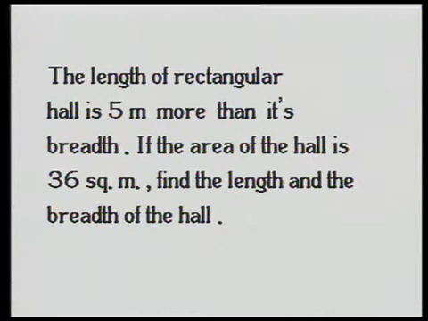Consider the problem. The length of a rectangular hall is 5 meters more than its breadth. If the area of the hall is 36 square meter, then find the length and the breadth of the hall. Suppose we have to solve this problem. Before doing that, first of all we have to see what all conditions we are given in this question and what do we have to find.